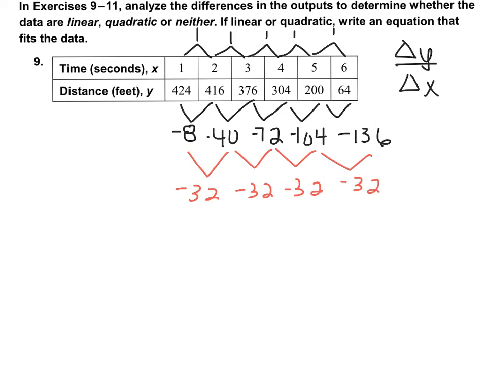So since this is a consistent rate of change on the second level, then we know that this is quadratic. On the first level, if we had had the same rate of change, it would have been linear. On the second level, it's quadratic. So now we can use this information to write a quadratic equation.